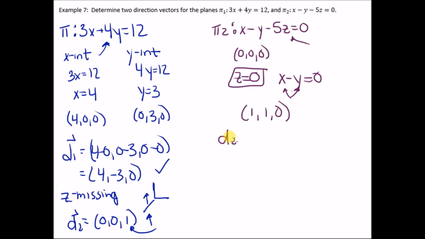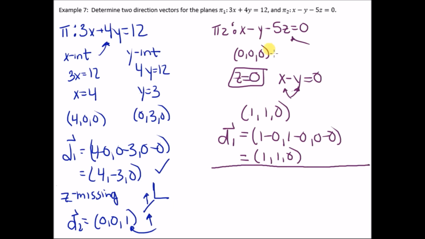Okay, so let's go direction vector, and let's go ahead and subtract these. 1 minus 0, 1 minus 0, 0 minus 0. So we get (1, 1, 0). That's going to be our first direction vector. Now we're going to do the exact same thing, but instead of letting z equal 0, let's let x equal 0. It doesn't even matter though. Okay, x equals 0. So now we have negative y minus 5z equals 0.